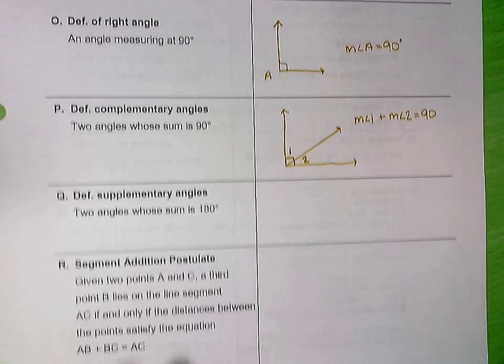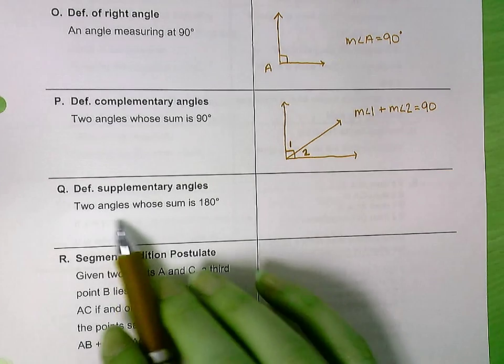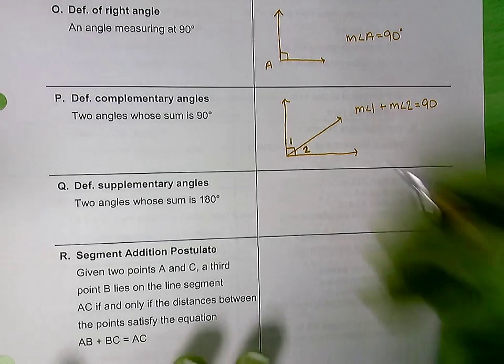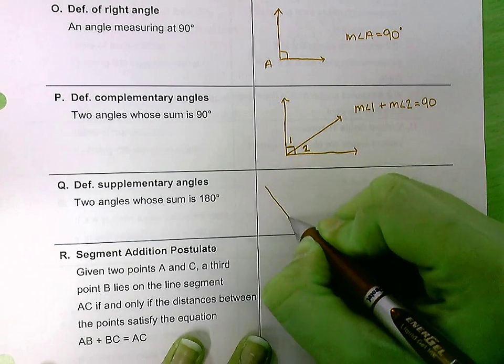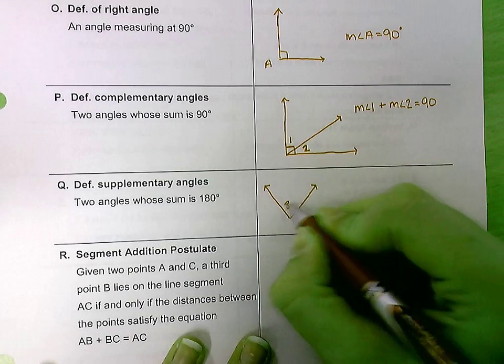The next one is the definition of supplementary angles. Again, this one is different than the supplement theorem. So I'm going to draw it a little bit differently. The definition of supplementary angles is two angles that add to 180. In your supplement theorem, yes, those two angles do add to 180, but they have to form a linear pair. For the definition of supplementary angles, they don't need to form a linear pair. So I'm going to draw these angles separate.